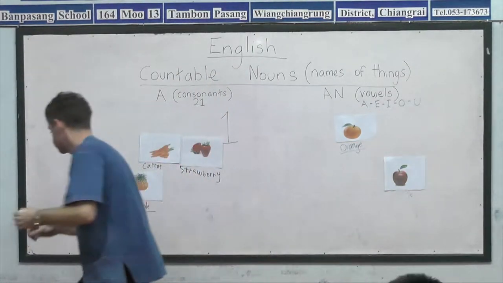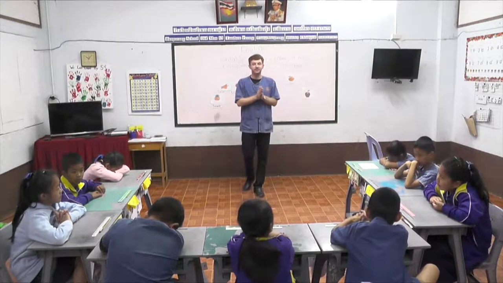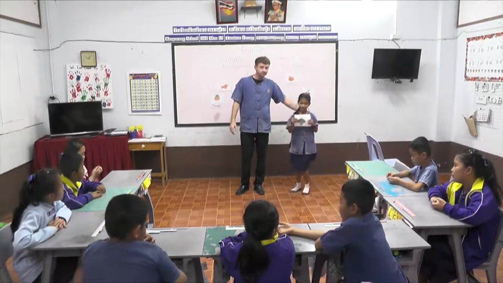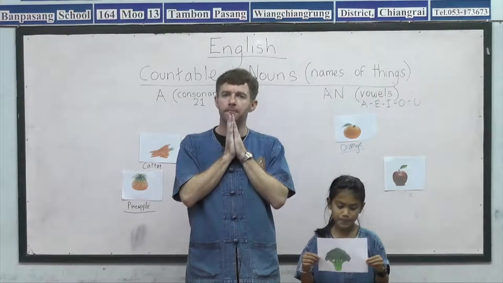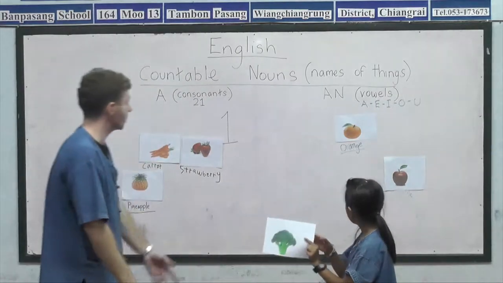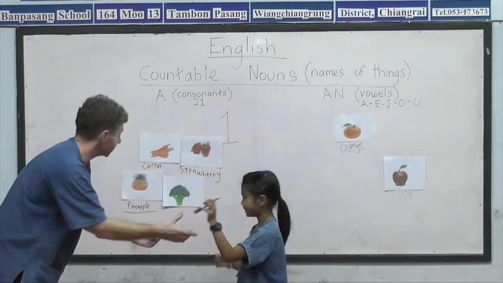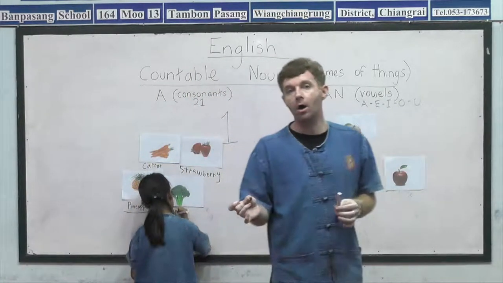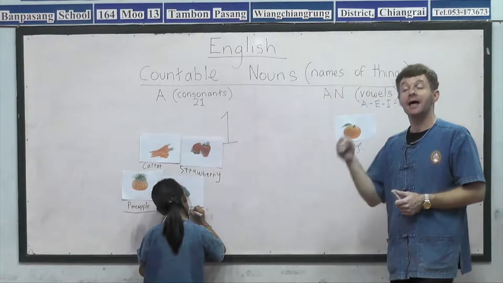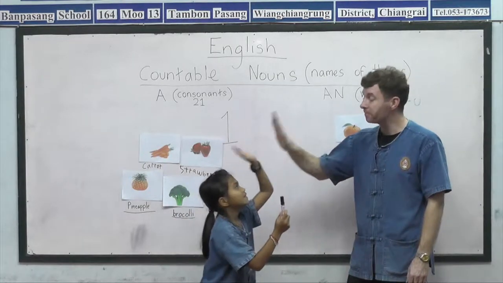Let's see who's next. Open your eyes, please, guys. Who's next? Pak Boong. Come and show us your food. Do you have fruit or vegetable? Broccoli. Okay, first letter of broccoli. B. Let's see, just show it up higher. First letter, B. Okay, so where can we place broccoli? Will it go in an or a? A. Excellent, it's not a vowel. B is a consonant. Black. So how do we spell broccoli? B-R-O-C-C-O-L-I. And we can say a broccoli. Perfect. Pak Boong, high five. Big round of applause.